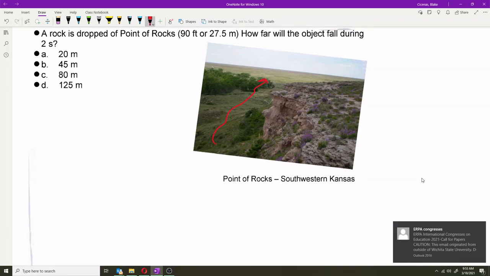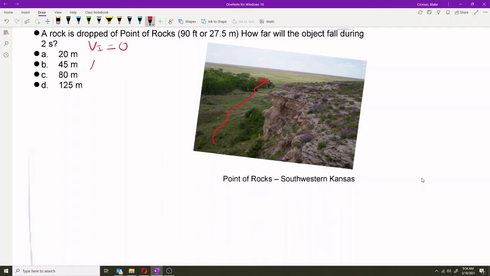So, all right, what do we know at this point? Well, we know if we drop it, our initial velocity is going to be 0. And we also know that delta x is equal to (vi plus vf) over 2 times delta t. We know that the time is going to be 2 seconds. We're looking for this value. We know that this is 0, but we don't know our final velocity. Okay, well, what are we going to work with now?